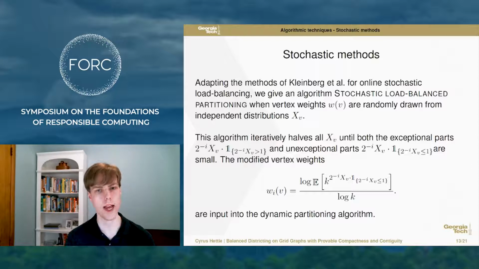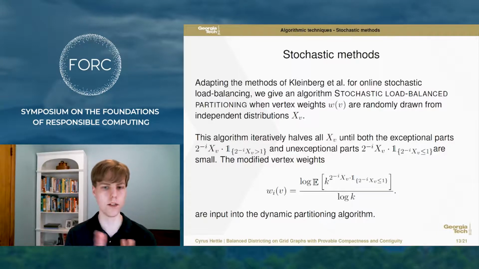Let's move on to the stochastic case now. For this, we adapt the methods of Kleinberg et al. for online stochastic load balancing. We give an algorithm, stochastic load balance partitioning, for this case. The idea of this online load balancing algorithm is we take our random variables xv and we break them into an exceptional part when they are greater than 1 and an unexceptional part when they are at most 1. So the unexceptional and exceptional parts sum to our variable. And we check both all the exceptional parts together and all the unexceptional parts together.